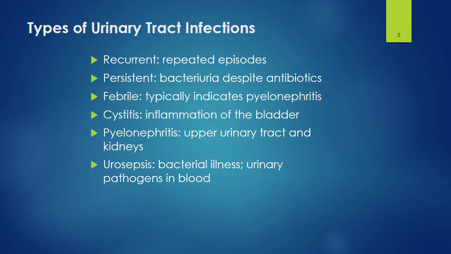Types of urinary tract infections. Recurrent means repeated episodes. Persistent means that there is bacteria in the urine despite antibiotics. Febrile typically indicates pyelonephritis. Cystitis means inflammation of the bladder. Pyelonephritis involves the upper urinary tract and kidneys. Urosepsis means that there are urinary pathogens in the blood.